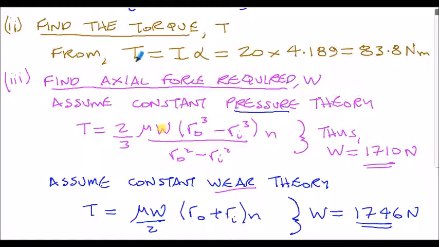And here are my solutions for the axial force, W, for the constant pressure theory. Here's my torque equation for the constant pressure theory. And rearranging the equation, W is 1710 newtons. And then for the constant wear theory, here's my torque equation for the constant wear theory. And again, rearranging for W, I get a value of 1746 newtons.